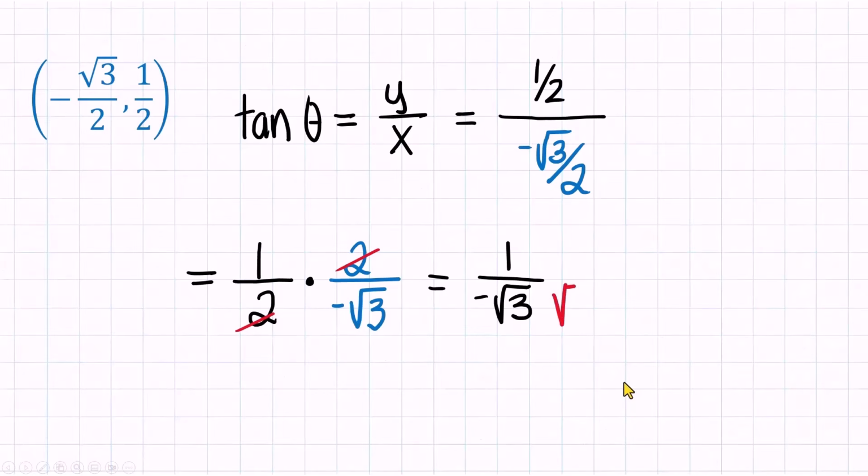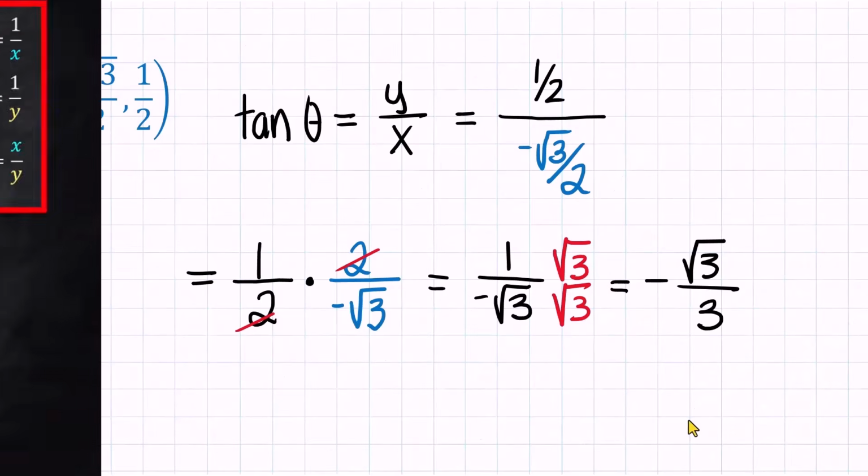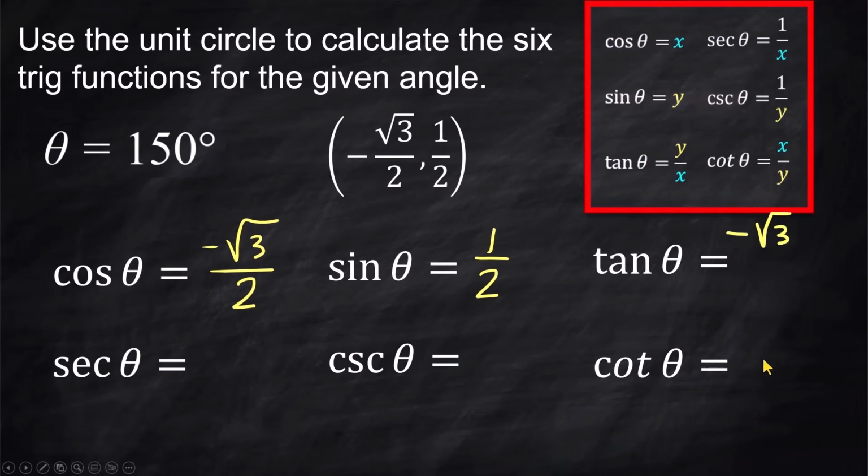We need to rationalize that. I'm going to take the top and the bottom times root 3. That's to clear the radical out of the denominator. Now, this whole answer is going to be negative because the denominator is negative, so I'll just put that in the front. 1 times root 3 is root 3. Root 3 times root 3 is just 3. This is the tangent. So I need to copy that right here.